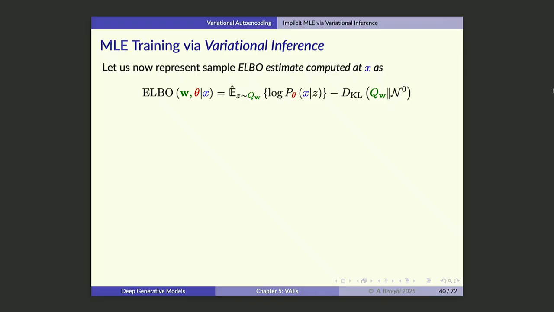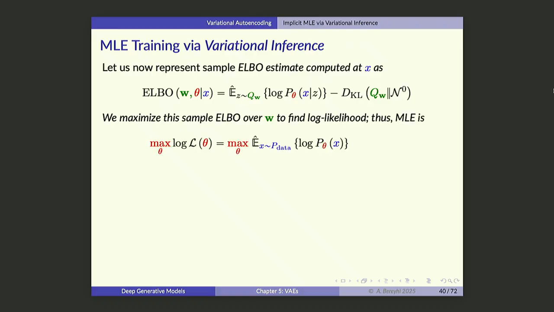From now on, I'm going to use this notation for ELBO. ELBO is a function of w, the weights that model the Q distribution we need for sampling, and theta, the parameters of my generator, and it depends on the particular point x, the data sample in my data set. So I'm going to show it in this form. I want to use this ELBO to compute the log likelihood. And why do I need that log likelihood? Because then I just sum up the log likelihoods to do the maximum likelihood estimation. This is the final purpose that I have.